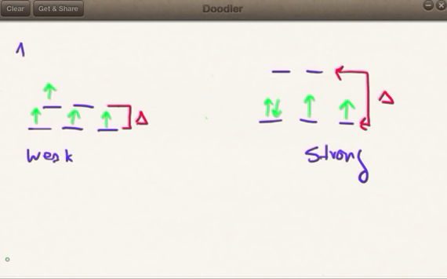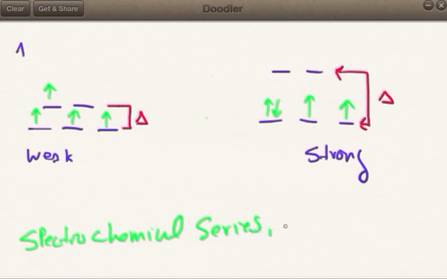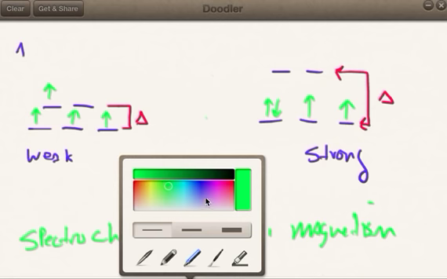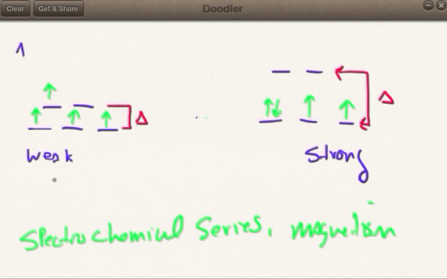Let's talk about something called the spectrochemical series, okay, and magnetism. Okay, these are 2 properties that are very, very accurately predicted using crystal field theory. Okay, so what we have here is, if we look at the weak field versus a strong field, what do you notice is going on?